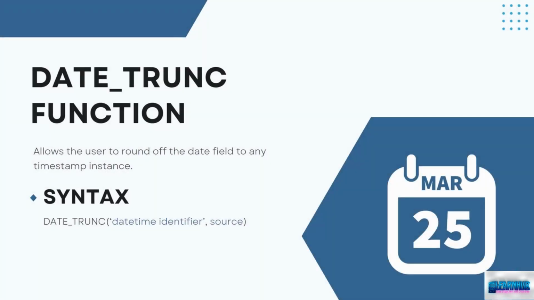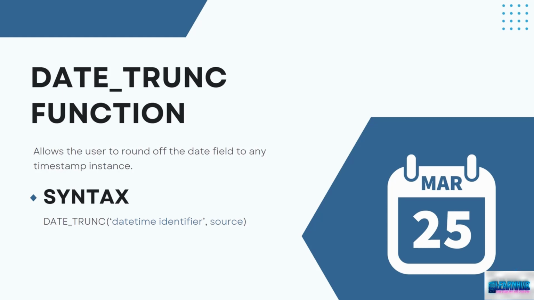The date_trunc function of Postgres allows the user to round off the date field to any timestamp instance. So, instead of simply cutting off a part of the value, like what date_part and extract do, it rounds the date to the value based on the datetime identifier.